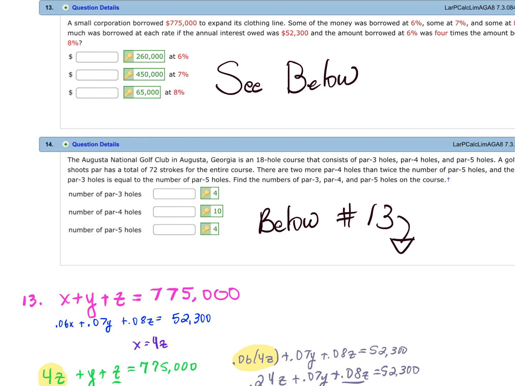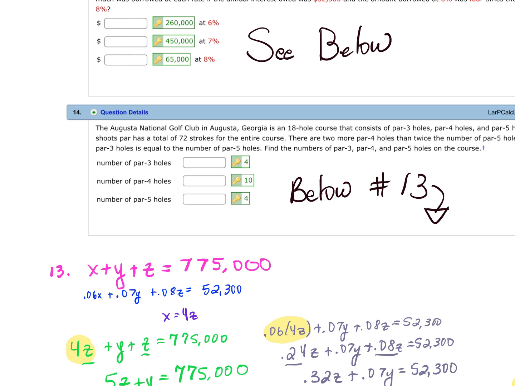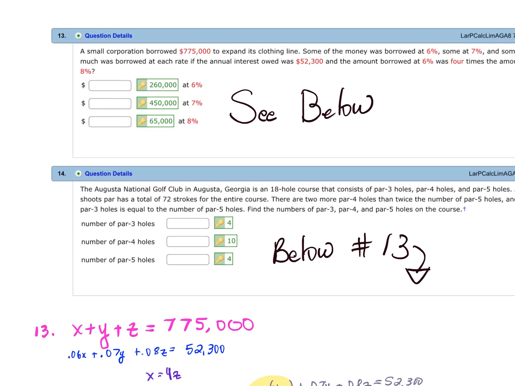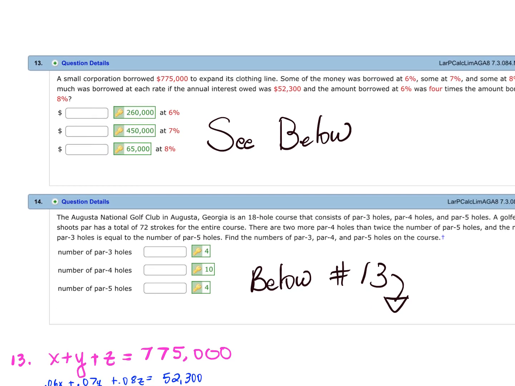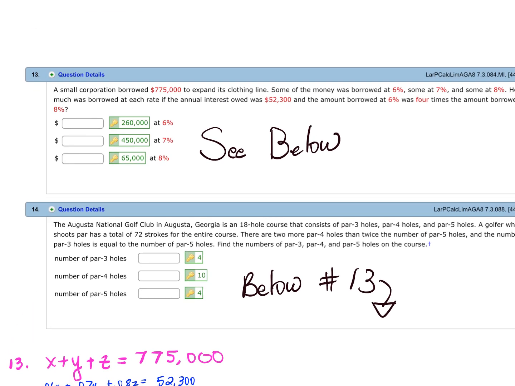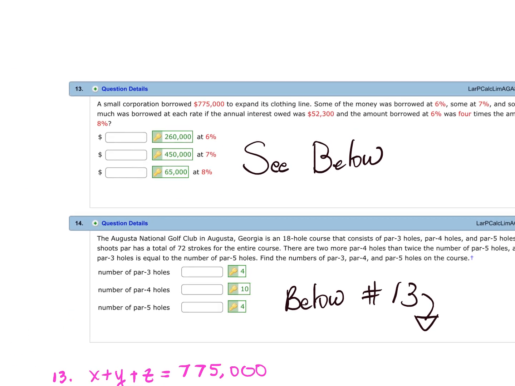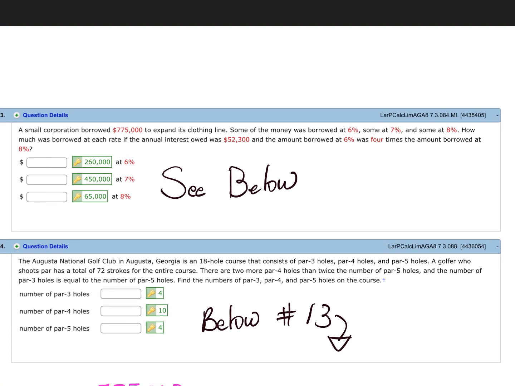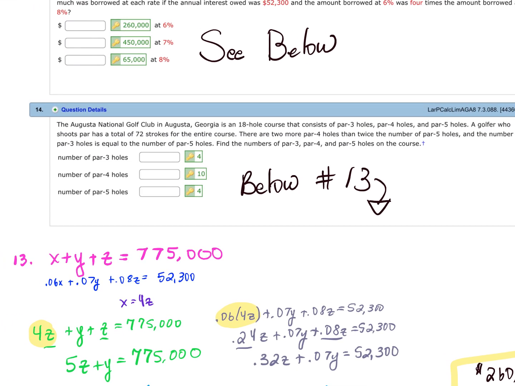This is the same kind of interest problem that we did at the beginning. If you look, you have 3 different accounts. That's my X, Y, and Z. And that is the $775,000 that I put in. Then I have my 3 accounts and my 3 interest rates. Interest with interest with interest. The last equation is just one additional piece. The last equation says the amount borrowed at 6%. Well, what variable did we use for 6%?